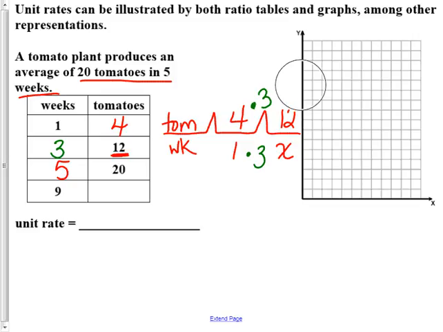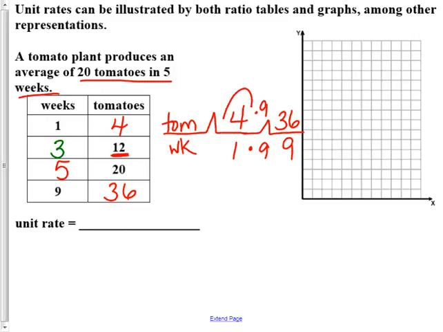And I can use that same bridge map to do my last row there. If I can get 4 tomatoes in 1 week, then in 9 weeks, how many tomatoes am I going to have? And using the bridge map, I can see that I'm going to have 36 tomatoes. And my unit rate, I actually can see pretty easily from this bridge map, is 4 tomatoes per week.